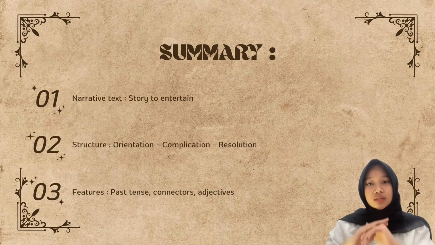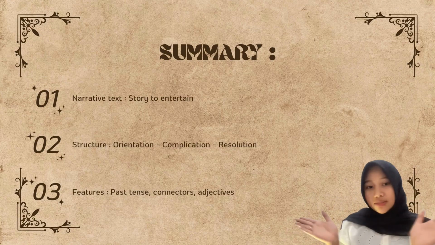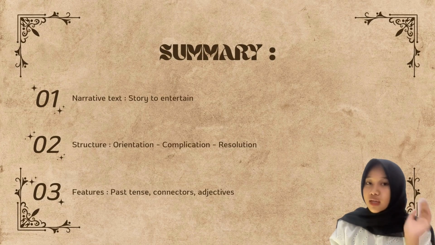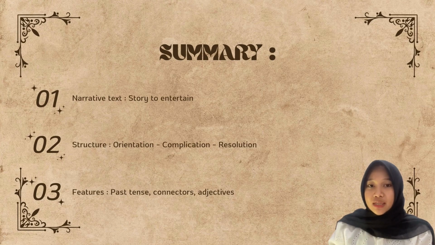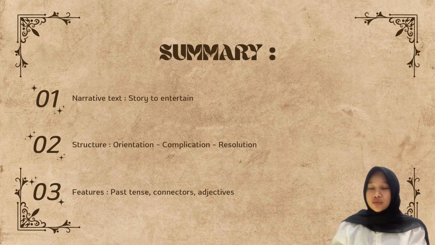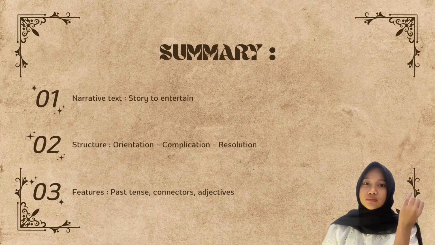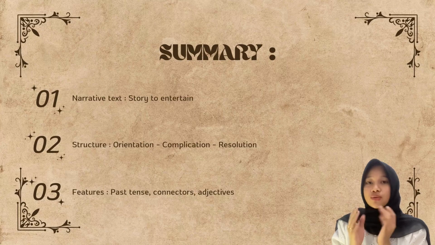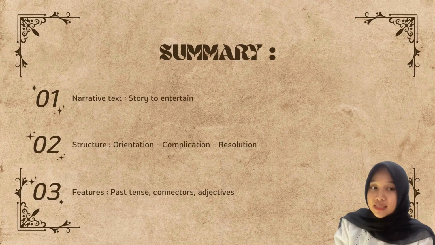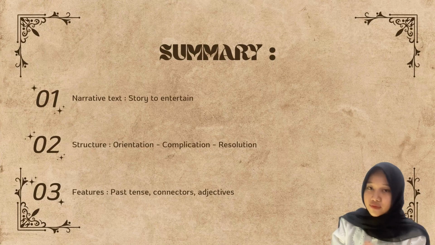So, to summarize our lessons today, narrative texts are stories that entertain. They usually have orientation, complication, and the resolution. They use past tense, connectors, and adjectives.